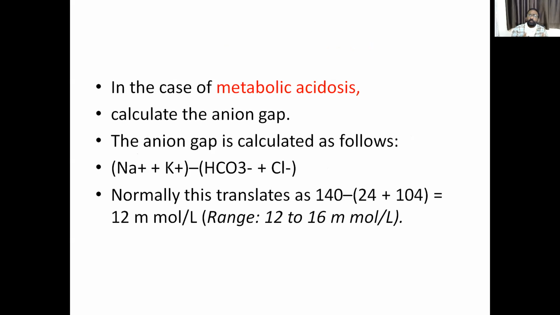In the case of metabolic acidosis, calculate the anion gap. The anion gap is calculated as sodium plus potassium minus HCO3 plus chloride. Normally sodium plus potassium is 140, minus HCO3 and chloride, which is 24 plus 104, gives 12 millimoles. So the normal range is 12 to 16 millimoles per liter. This is the anion gap.